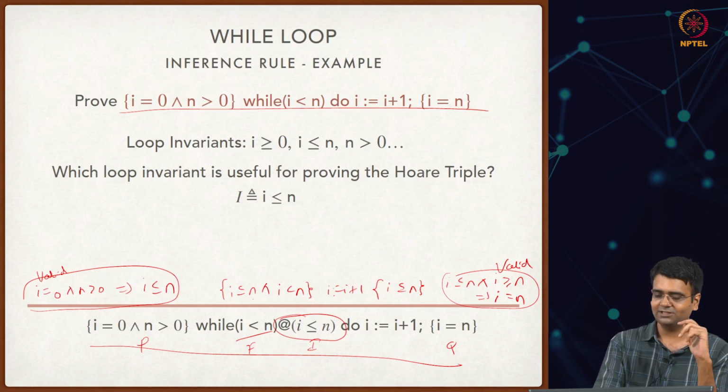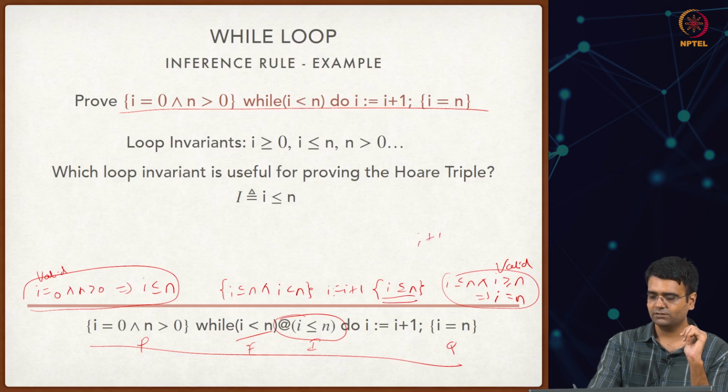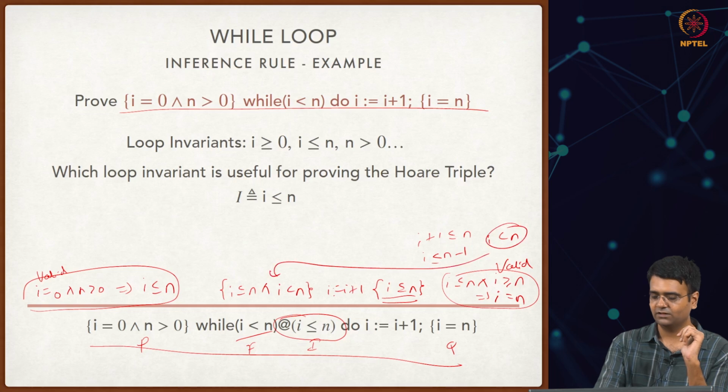Okay. So, now the only thing that is left is to show the validity of this Hoare triple. And here again I can use the assignment rule. The assignment rule says that wherever I see i, substitute with i + 1. So in the post condition, I will get i + 1 ≤ n, which is the same as i ≤ n - 1, which is the same as i < n. And indeed that is exactly the precondition.